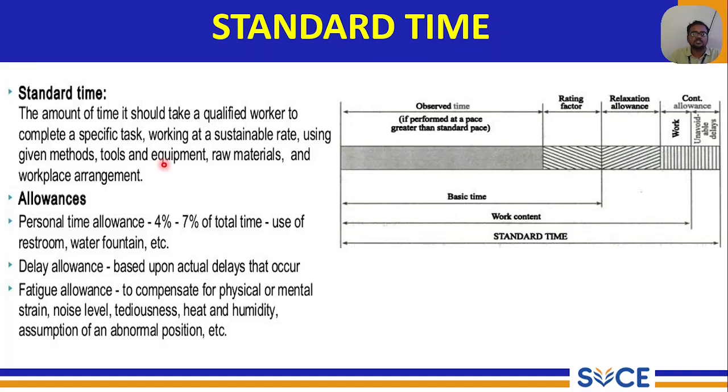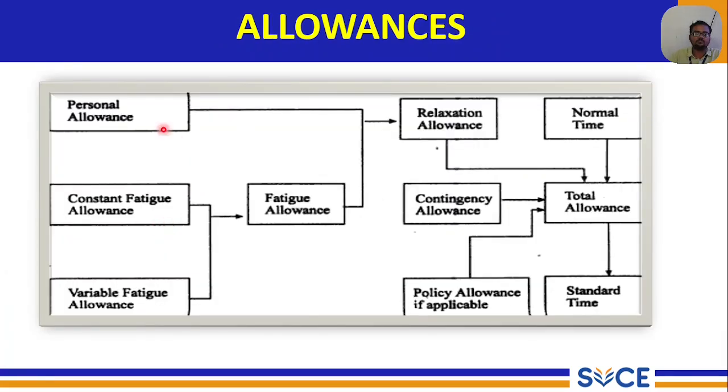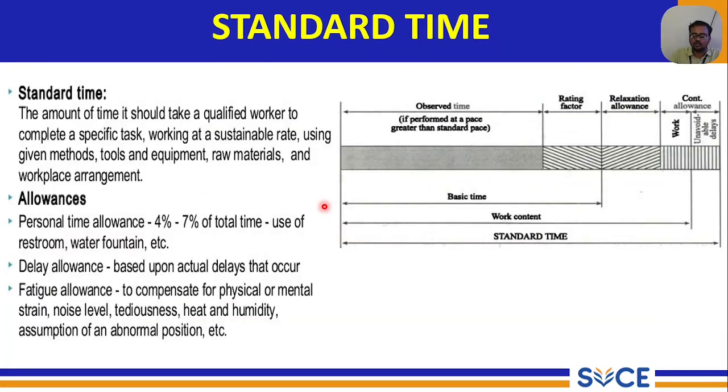Once the standard time is calculated, the personal allowances which we have seen in the previous slide, all your personal allowances, fatigue allowances, there is a limit to which they have to be fixed. So personal allowances are 4 to 7% of the total time, like use of restroom, water fountain, etc. The fatigue allowances compensate for the physical or mental strain. People who are working in a noisy environment need to be given additional fatigue allowances, because they will be much more tired when compared to others who are not.